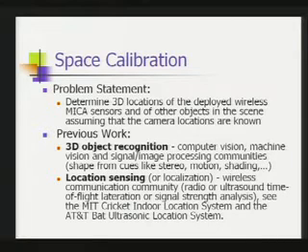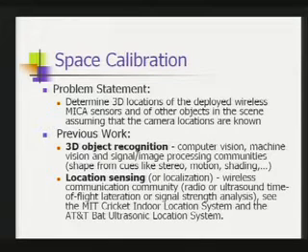Previous work can be split into 2 different areas. One is the 3D object recognition community, the computer vision, machine vision, and signal and image processing communities. They use, let's say, shape from cues like stereo, motion, shading, and they get a depth map. There is a different community that deals with wireless sensors, and they talk about location sensing, where they use radio or ultrasound time of flight, lateration, or signal strength analysis. There are systems like the MIT Cricket Indoor Location System and the AT&T BAT Ultrasonic Location System. They are just trying to solve this problem.